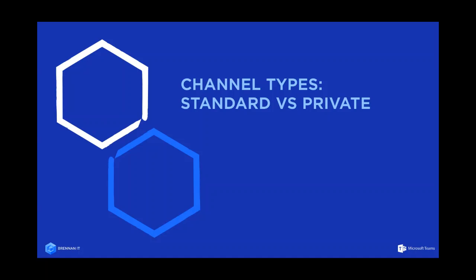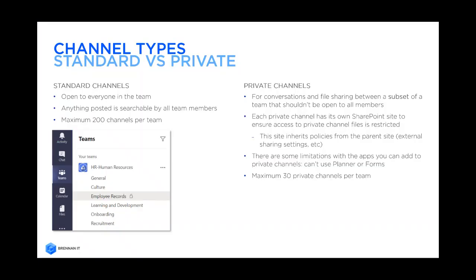When you create a private channel, it actually creates a second SharePoint site that's only shared with the private channel's members. So standard channels, they're open to everyone in the team. Anything you post there is searchable by all team members, and you can have a maximum 200 channels in a team. Whereas private channels, they're for conversations and file sharing within a subset of that team. So stuff that shouldn't be open to all members, but doesn't really warrant a separate team.